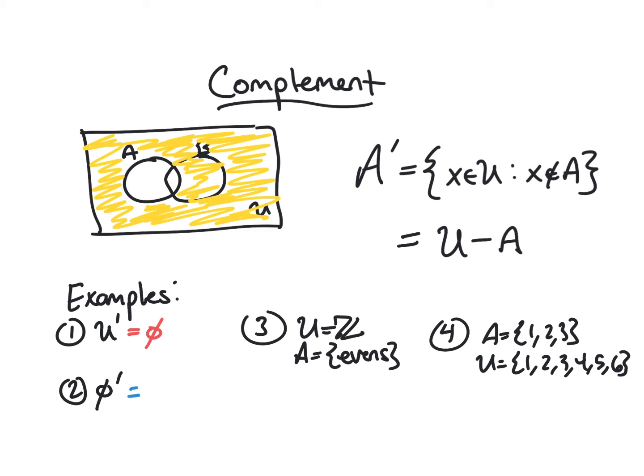On the other hand, right, what is the empty set's complement? Well, that's everything not in the empty set, but nothing's in the empty set. So that's actually just everything. So that's your whole universal set.